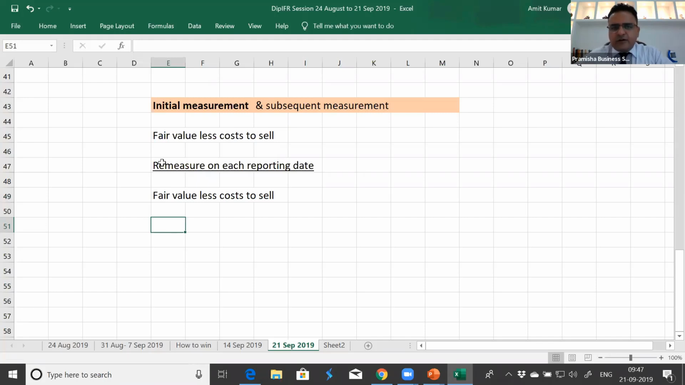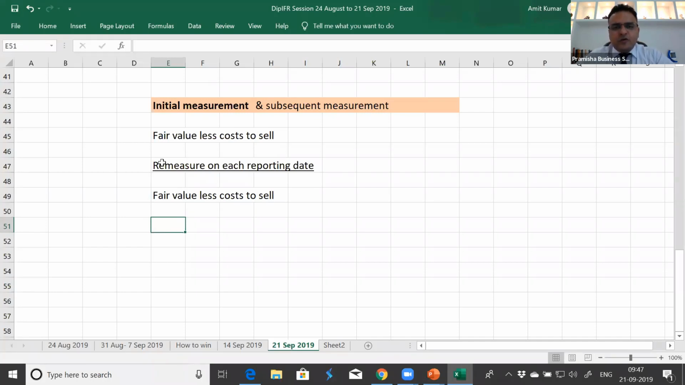Cost to sell is whatever we have to spend in terms of being able to sell the produce in the market. So they are living animals or plants, but we are measuring them at fair value less cost to sell. That is the value at which they'll be recorded in the books. They are assets, biological assets. Agriculture produce at the point of harvest, biological animals.